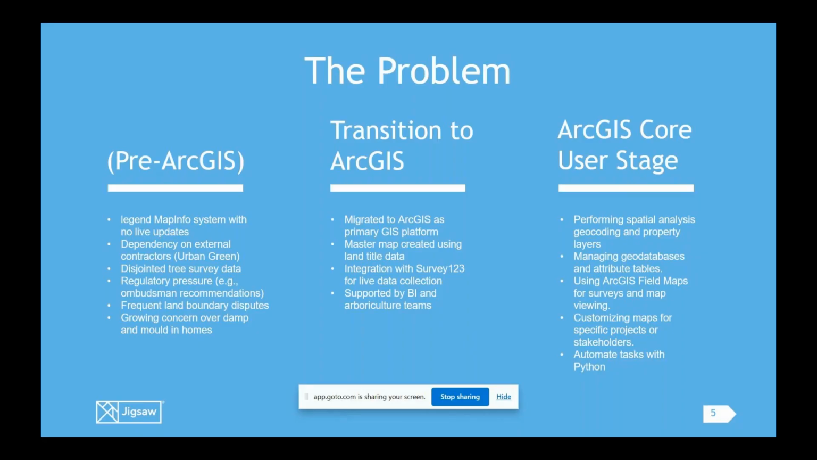We also use ArcGIS Field Maps for surveys and map viewing. A lot of our teams on the ground download applications like Field Maps, and they use it for surveys, and they also use it for viewing our properties, our lands, and our boundaries. We do customize some of our maps specifically for our stakeholders. If some people want to see certain things, we try to make sure that it's showing all the things that they are looking for.